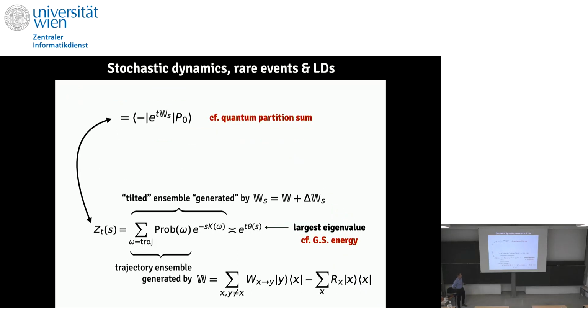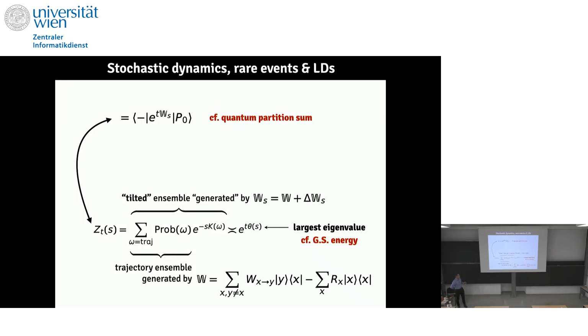Now, that's the partition sum. The partition sum is a sum over trajectories, weighted by the probability of the trajectories as they come from the dynamics. The trajectories are generated by continuous time Markov processes, so they're generated by a Markov operator that has the usual structure: transitions between configurations, and escape rates in the negative off-diagonal part. This operator has a largest eigenvalue 0, conserves probability, is stochastic.